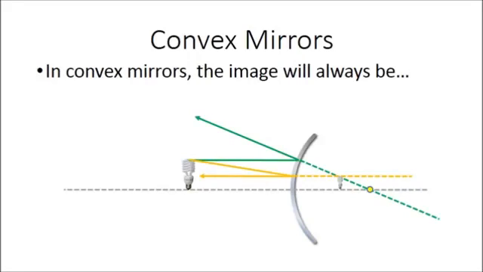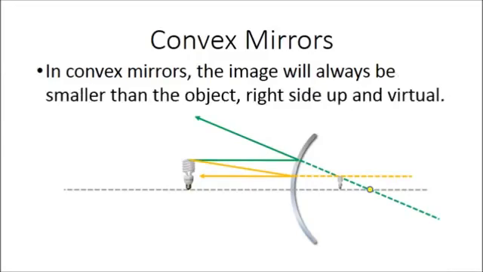And this is always the case in convex mirrors. So in convex mirrors, the image will always be smaller than the object, right side up, and always virtual. So it's behind the mirror all the time. So you can never project it onto a screen like I did in my kitchen with that light bulb and the Lego.